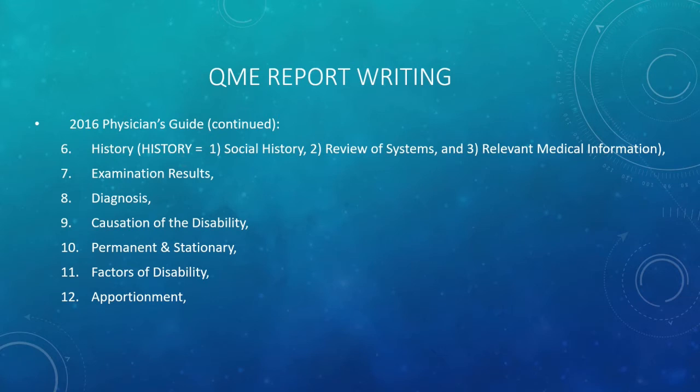Number 7 is your physical examination section. Number 8 is your diagnosis. Number 9 is the causation of the disability. Number 10 is the permanent and stationary opinion that you're going to provide. Number 11 are the factors of disability, at least as those are described in the 2001 Physician's Guide.